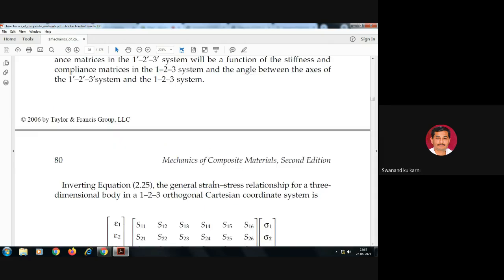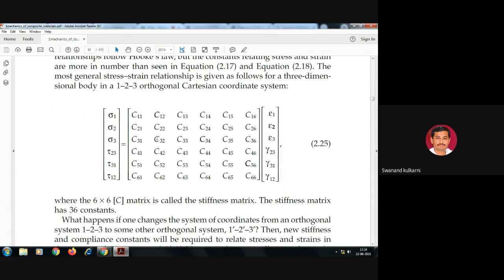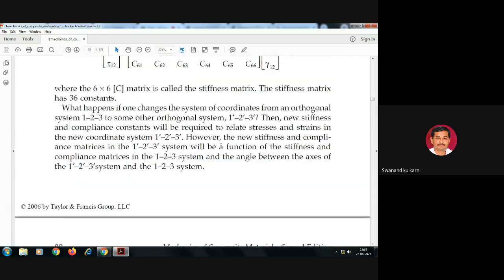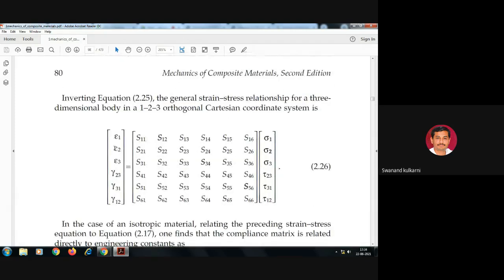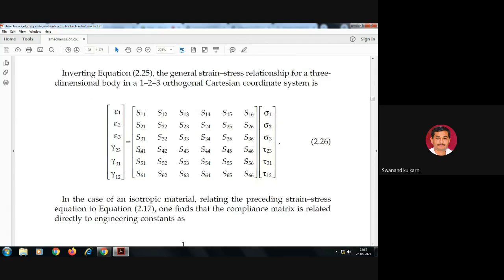So here we can understand the difference between the stiffness matrix and the compliance matrix. As far as the stress to strain relation is concerned, we are considering the stiffness matrix. As far as the strain to stress relation is concerned, we are considering the compliance matrix. So here we can understand what is meant by compliance matrix.